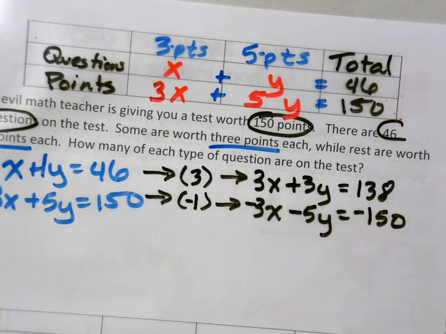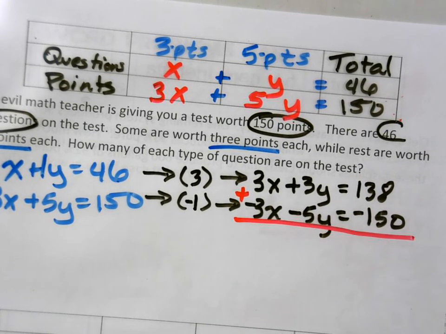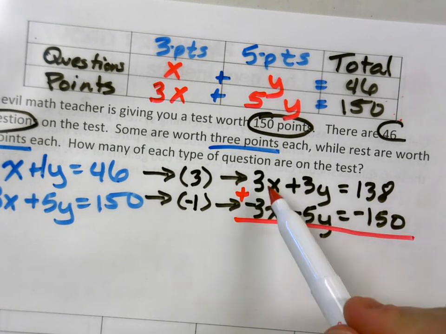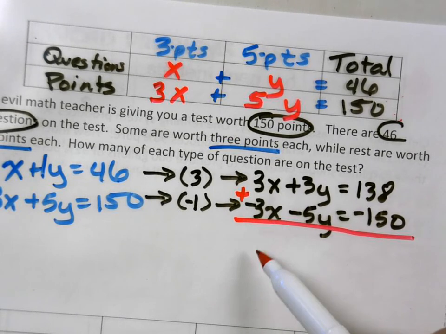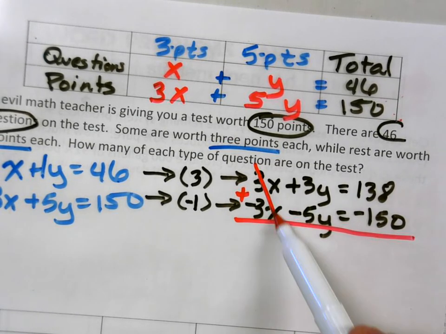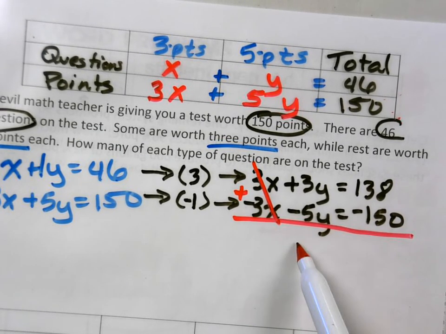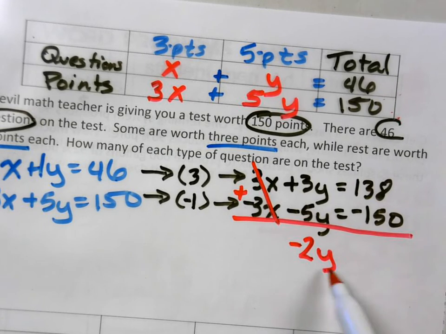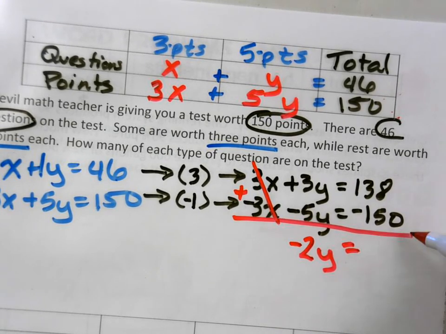At this point, this is just a big addition problem. We're just combining all of our like terms. So 3x plus negative 3x, or 3x minus 3x, is 0. They cancel. 3y minus 5y is negative 2y. 138 minus 150?